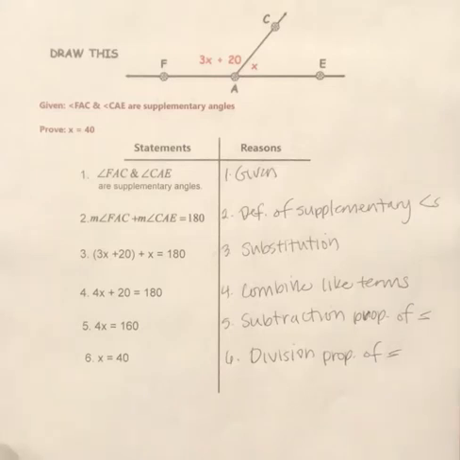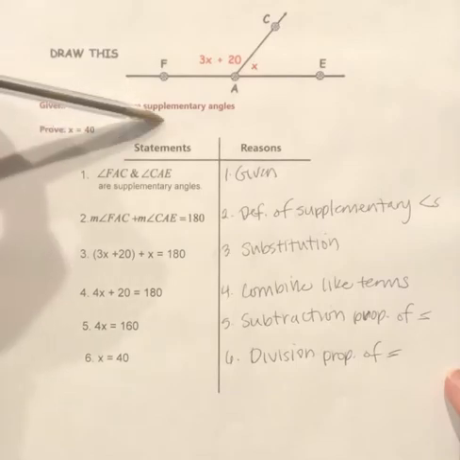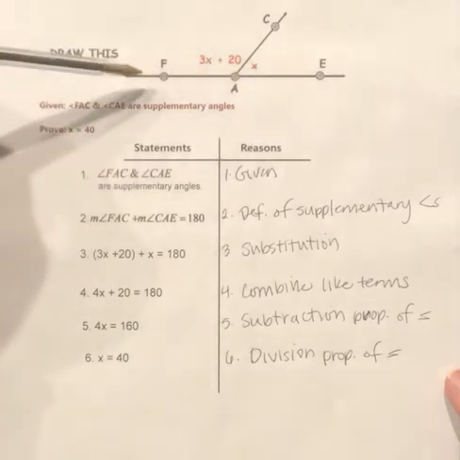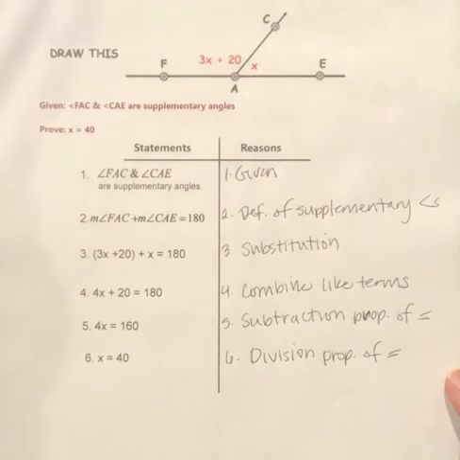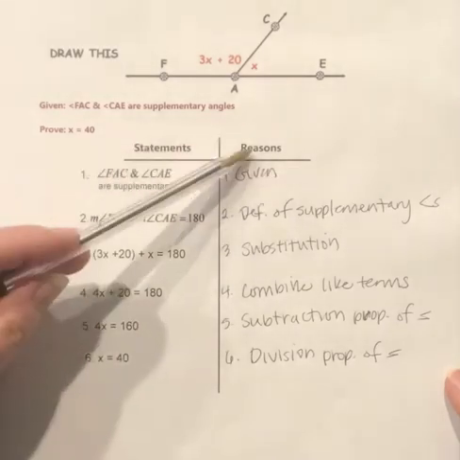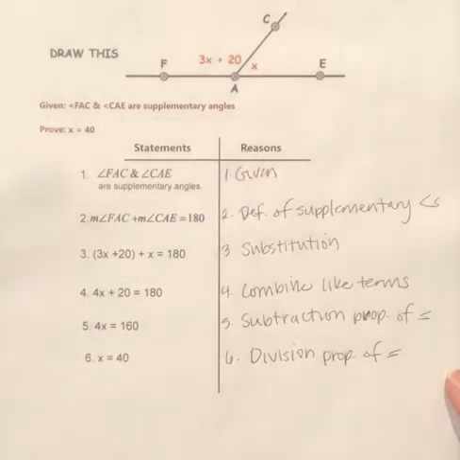So for this first proof, I have my figure here, and I am given the angle FAC and angle CAE are supplementary angles. So I was told that, plus I could gather that because it's a linear pair. And I have to prove that x equals 40. So again, when I set up this proof, here's my two columns, statements, reasons. The first thing I start with is always the given.